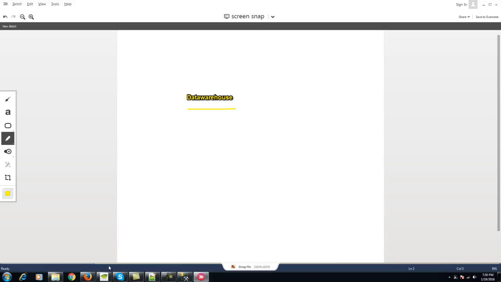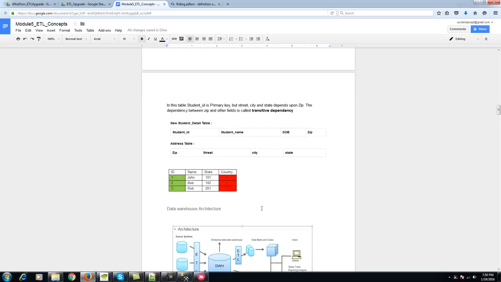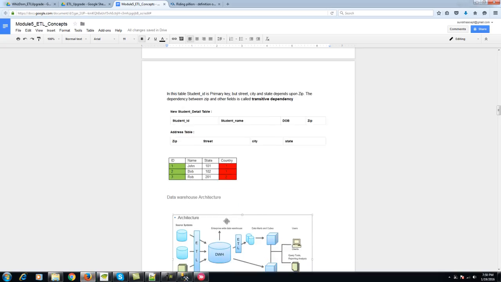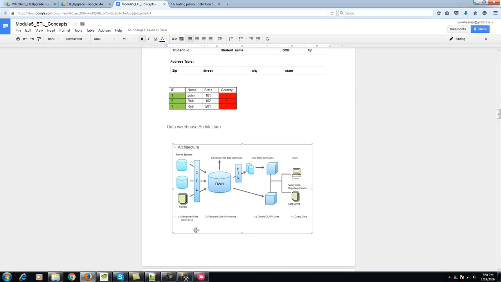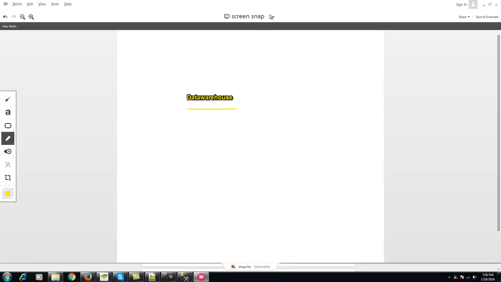So let's continue with another concept, the typical architecture of a data warehouse. I spoke very briefly about the data warehouse, that it follows a denormalized structure in the database. But what is the typical architecture of a data warehouse, right? So you have multiple source systems and the source data is coming.